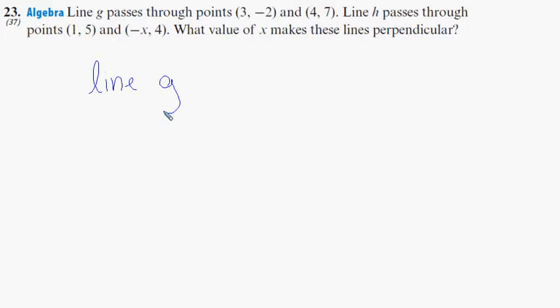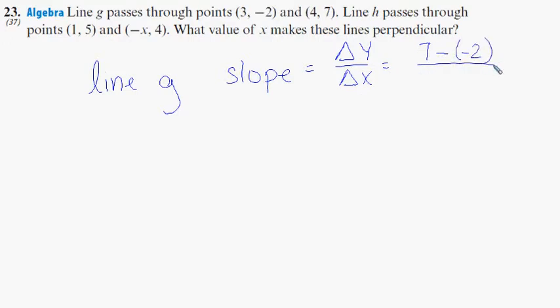Line G, remember the slope is equal to the change in y, delta y over delta x, which is equal to 7 minus negative 2 over 4 minus 3, which is equal to 9 over 1, which equals 9.